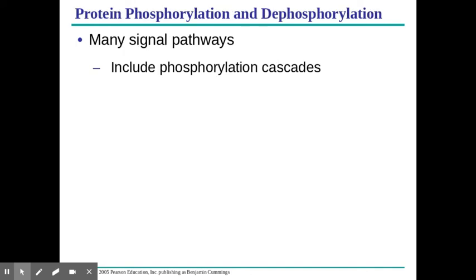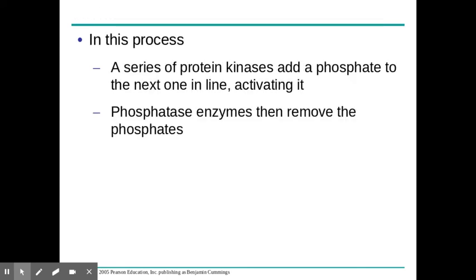Many signal pathways include phosphorylation cascades, which is basically just moving a phosphate from one part to another, and that activates the next step. And also, once I get to the picture, I think I can explain this a little bit better, but let me just get through a couple slides here. In this process, a series of protein kinases add a phosphate to the next one that activates it and inactivates it, and it's basically like a domino effect again.